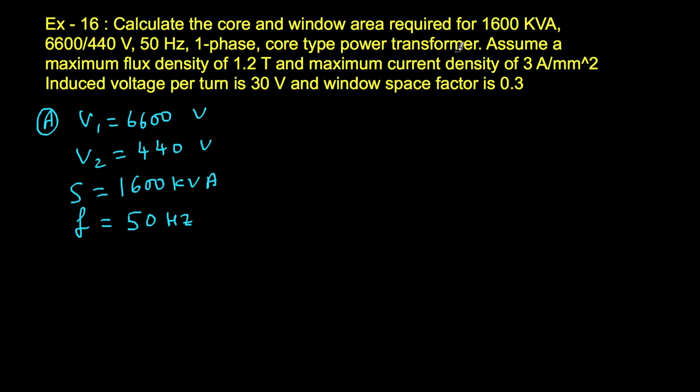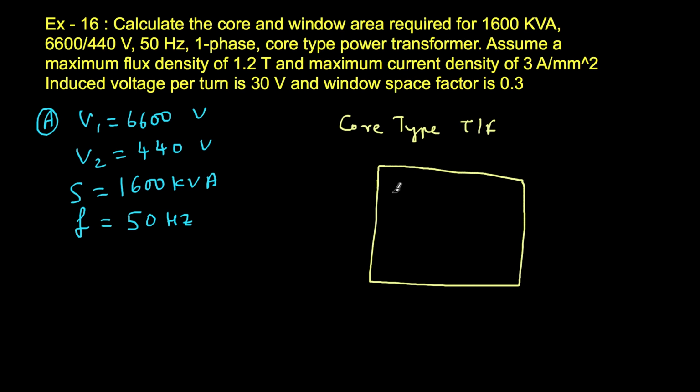Core type power transformer. So what is the meaning of core type transformer? The windings are surrounding the core as we have discussed. So let me draw the core type. How does it look like? So the core is like this, and on this core, you have the windings.